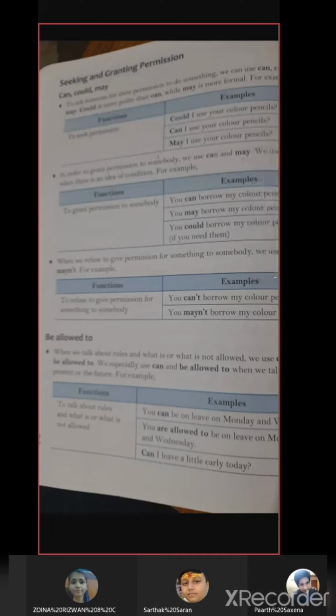Now, see the example, you can borrow my color pencil. You may borrow my color pencil. And then could is used where the condition is there. You could borrow my color pencil if you need them. So there is a condition.